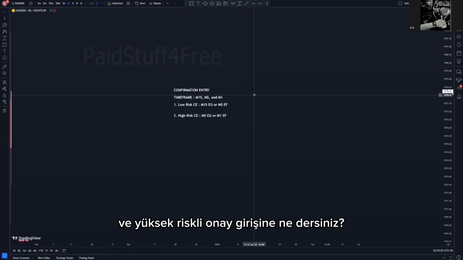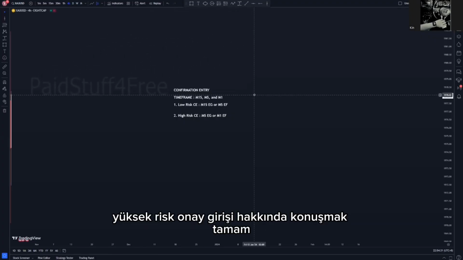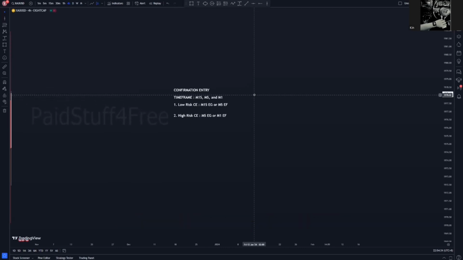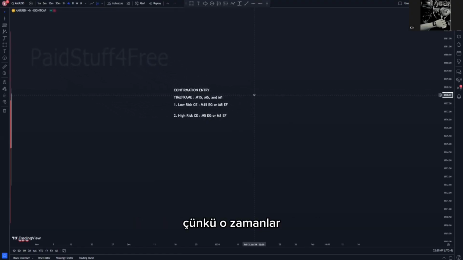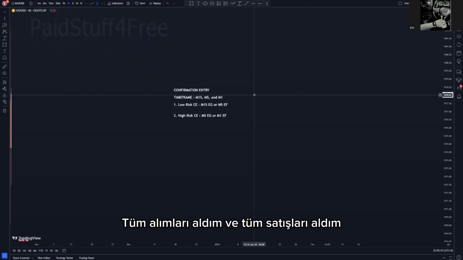And how about the high risk confirmation entry? I took another 4 months doing this, using the high risk confirmation entry, and the win rate was 57 to 60%, something like that. It's still profitable, but the weakness of the high risk confirmation entry is that sometimes M5 EG can be broken, sometimes M1 EF can be broken, right? The best part is we're gonna get all the buys and all the sells. Because at that time I took all the buys and I took all the sells.